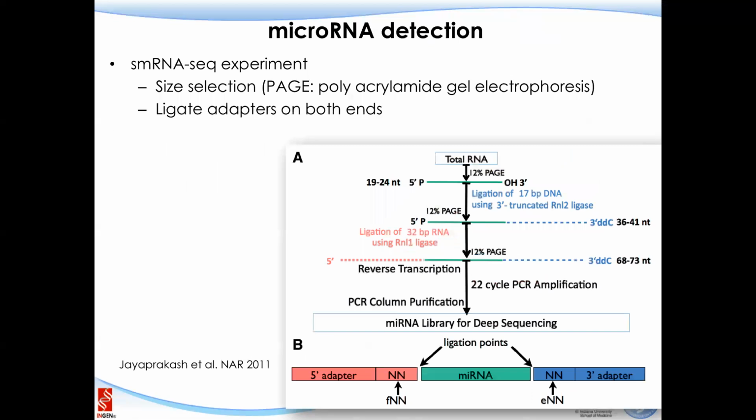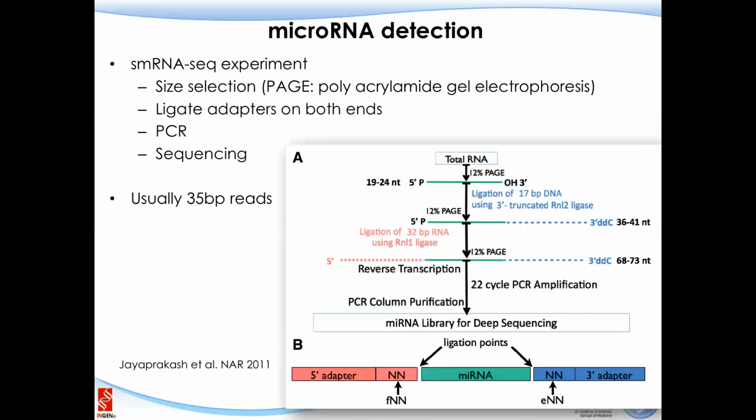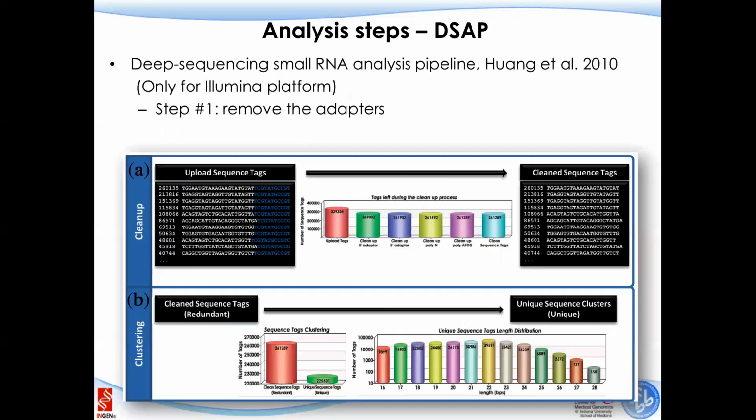The first step is to get the microRNA from the sample by size selection. We get transcripts of a certain length, put adapters on both sides, do PCR, and do sequencing. Usually it's 35 base pair reads because the microRNA is really short, and with the adapter. And here is the alignment-based method. We get the sequence, remove the adapter, and align it.